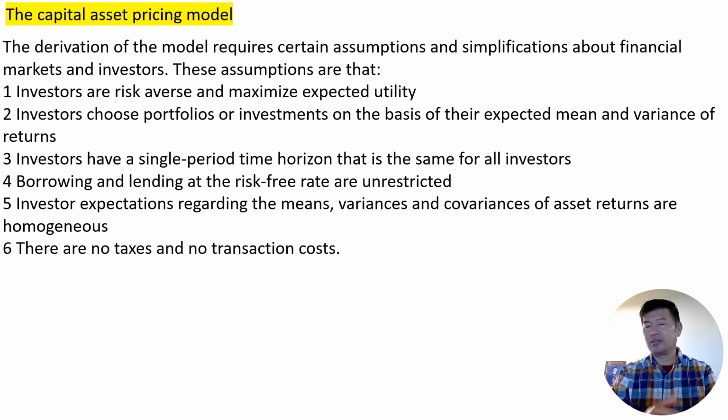It means investors can borrow and lend freely, but it is not actual in the way that the bank does. Investor expectations regarding the mean, variance, and covariance of asset returns are homogeneous. It means all investors expect the same return. There are no taxes and no transaction costs. In the real world now, it includes tax and transaction costs, but in Markowitz, we assume like that.